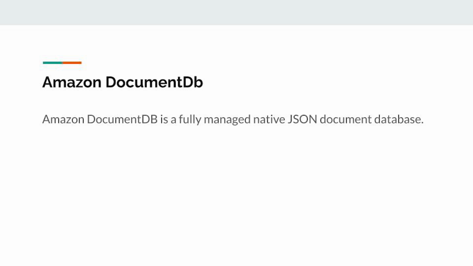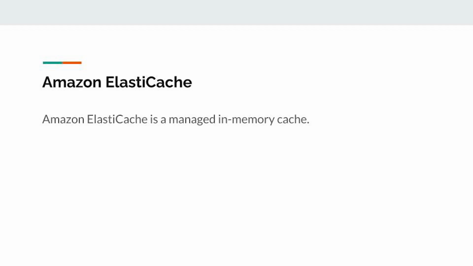Next topic, Amazon DocumentDB. Amazon DocumentDB is a native JSON DocumentDB. It's fully managed database, so it makes it easy and cost-effective to operate critical document workloads at virtually any scale without managing infrastructure. It's compatible with MongoDB.